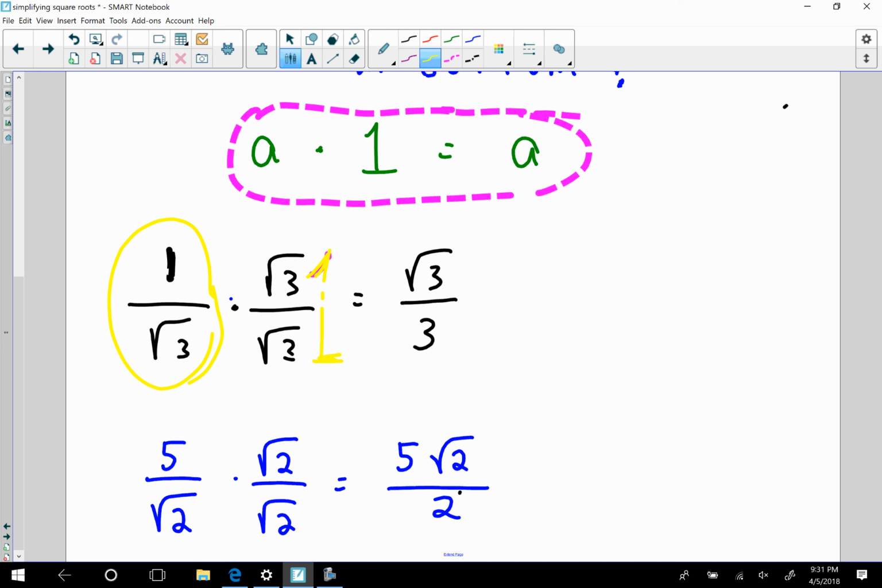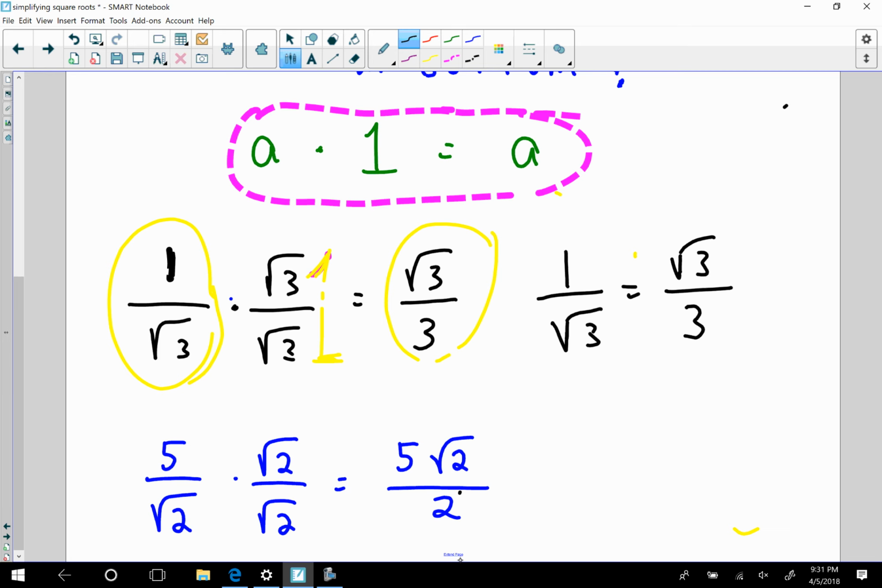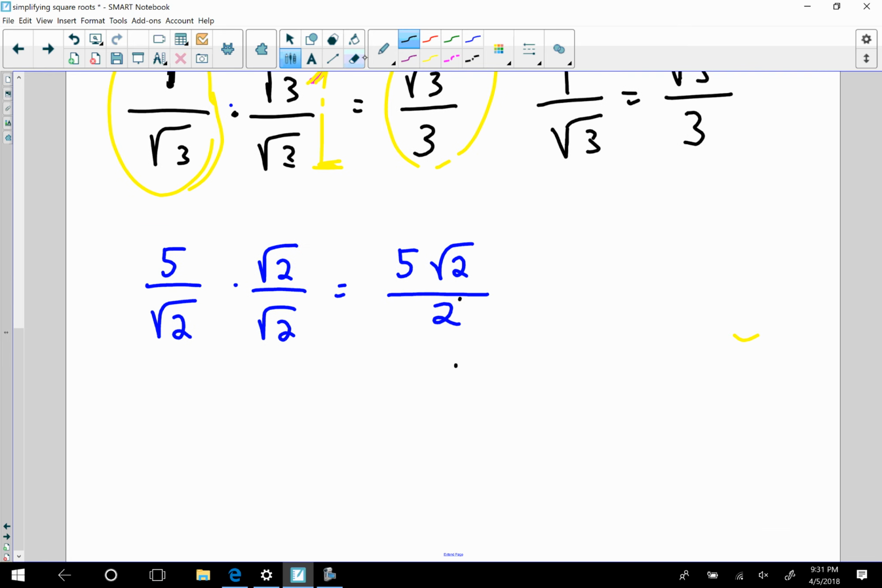And how do I multiply fractions? I multiply the top. 1 times square root of 3 is square root of 3. And square root of 3 times square root of 3 is 3. And I note here that this expression does not have a square root in the denominator. So therefore, 1 over square root of 3 can be written as square root of 3 over 3. These are the same value.